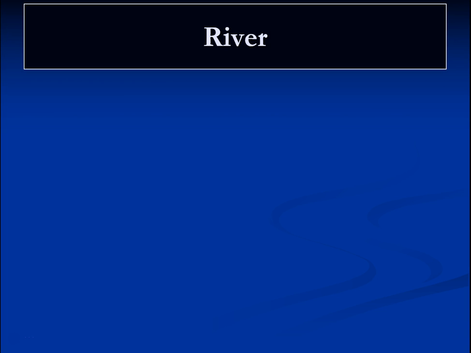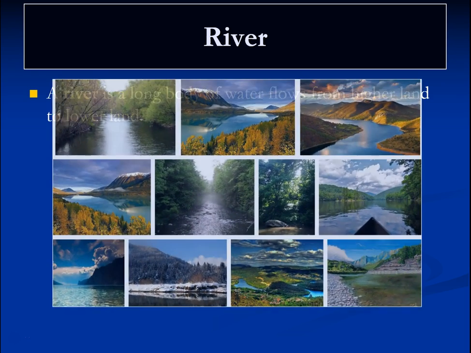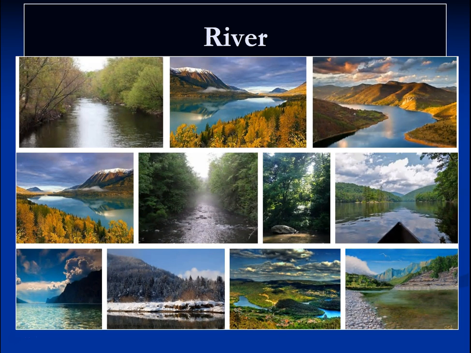River. Most of you know what a river is. River is a long body of water that usually flows from higher land to lower land. And of course, here are some pictures of some rivers. And they usually flow, again, using the force of gravity, from higher land to lower land.